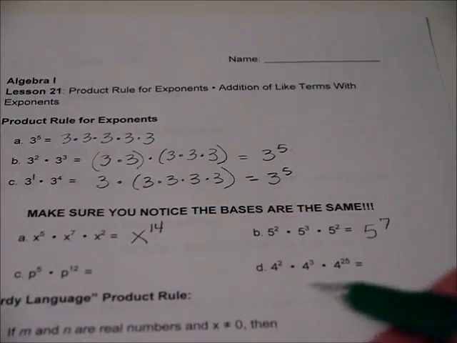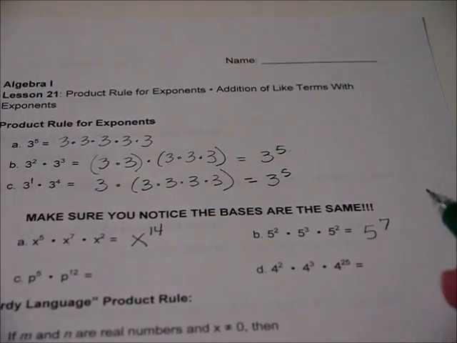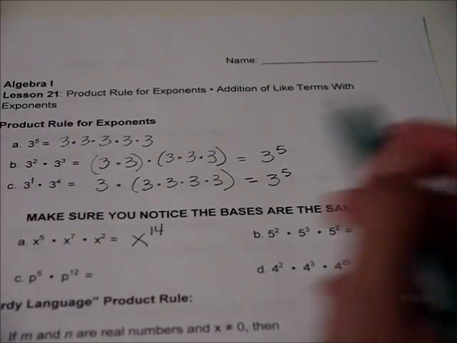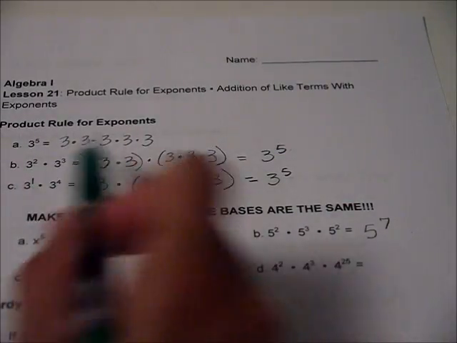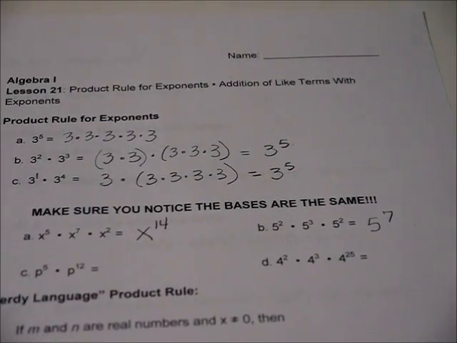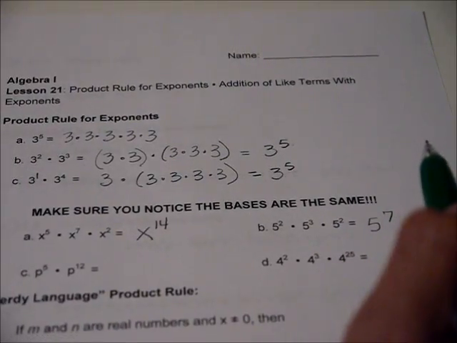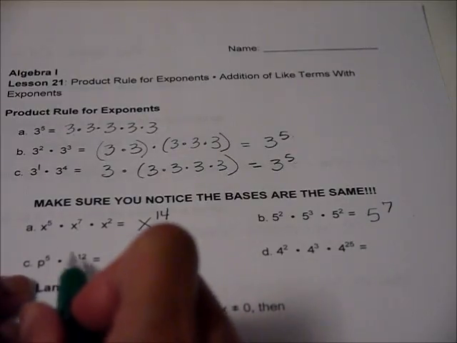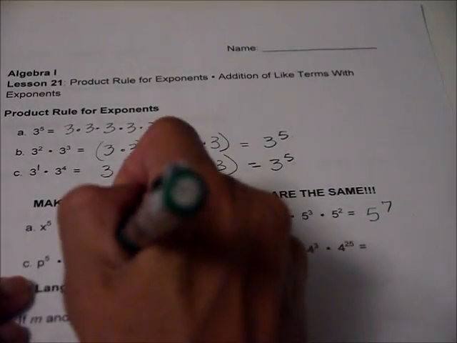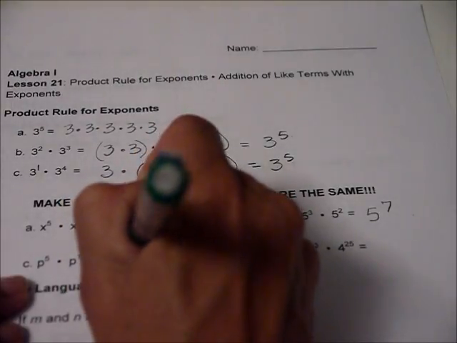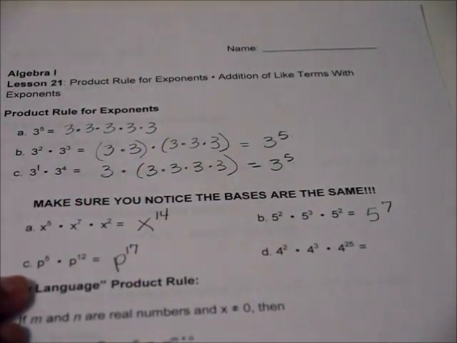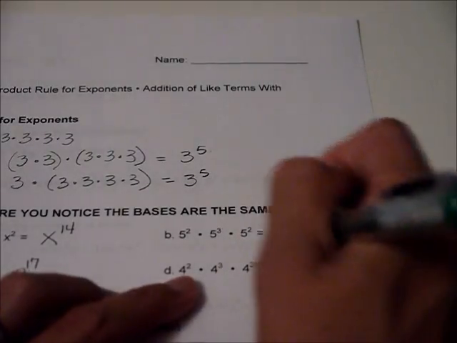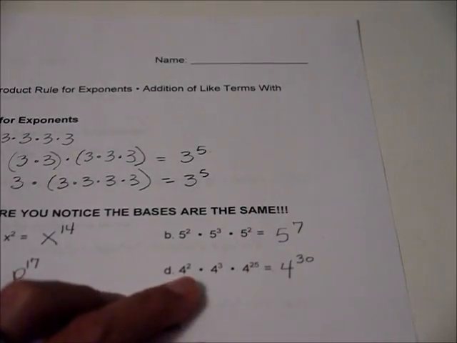So what you're witnessing is the product rule for exponents. Remember, product means multiply. When you multiply the same base, you add their exponents. When you multiply the same base, you add their exponents. Here I'm multiplying the same base, so I'm going to add their exponents. Okay, same base, add the exponents. So 5 to the 30th. There we go.